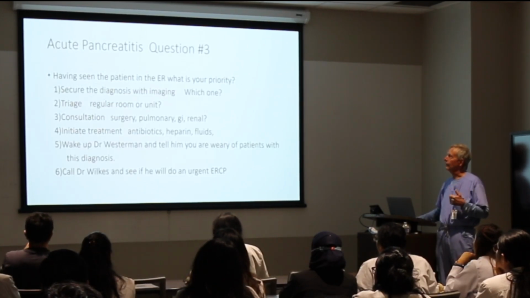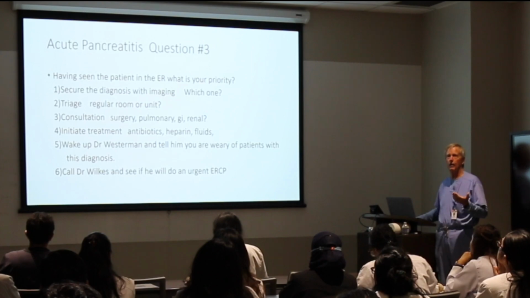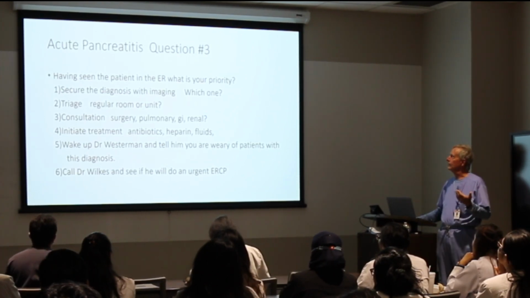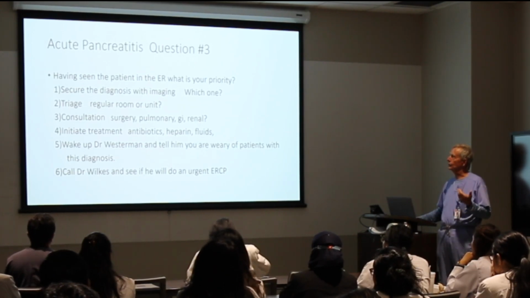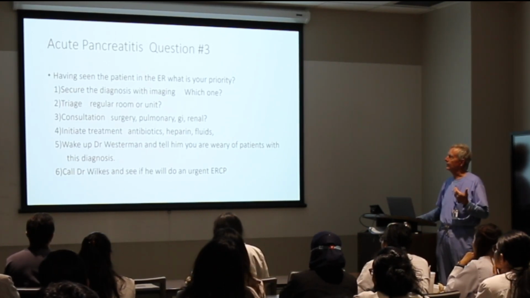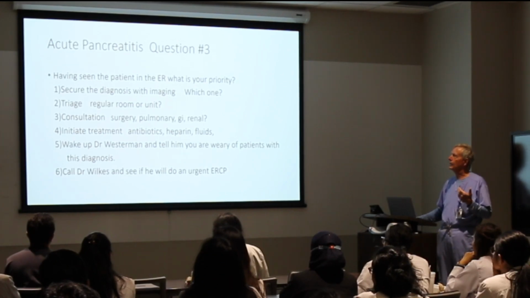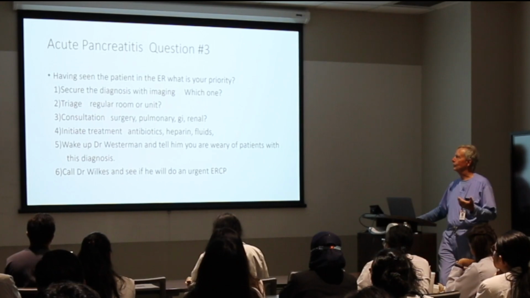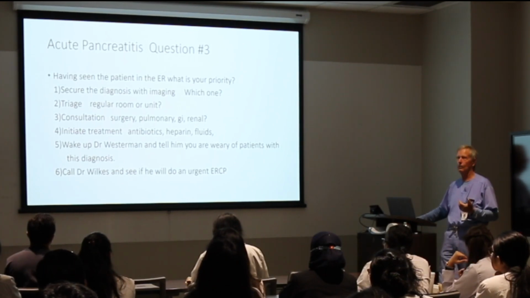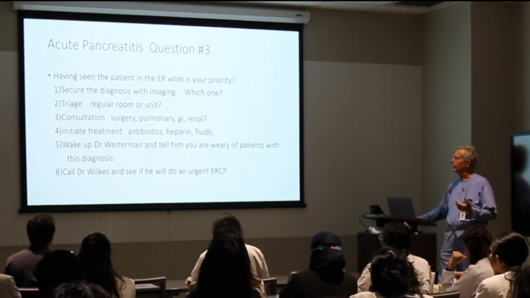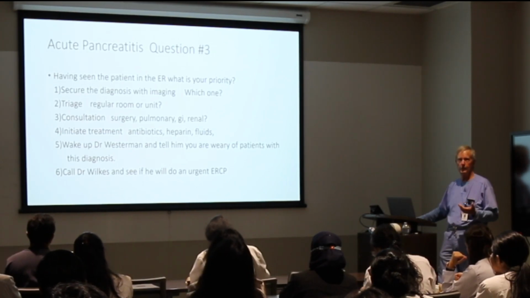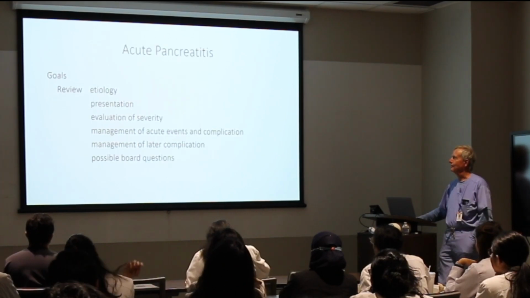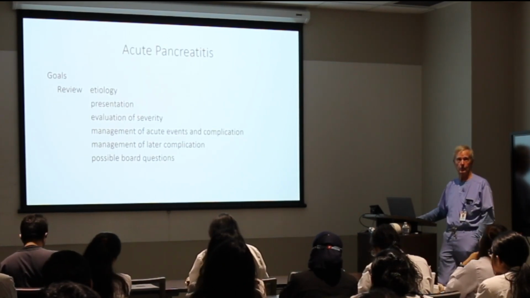So, you're in the ER, you're seeing this patient. What's your first priority? Get the diagnosis with imaging, triage to the right place, get a consultation with surgery, pulmonary, GI, renal. Initiate antibiotics, heparin, fluids. Wake up Dr. Westerman, tell him you don't like pancreatitis. And call Dr. Wilkes to see if he'll do an urgent ERCP. All right, so you should be able to answer that when we're done.